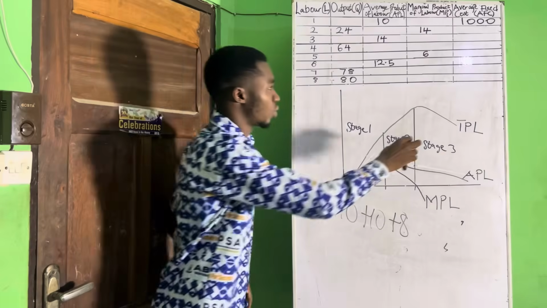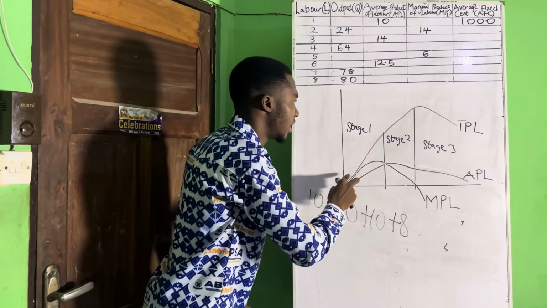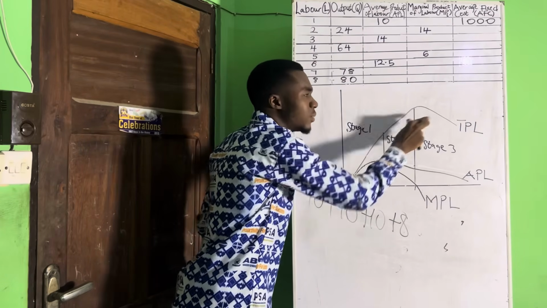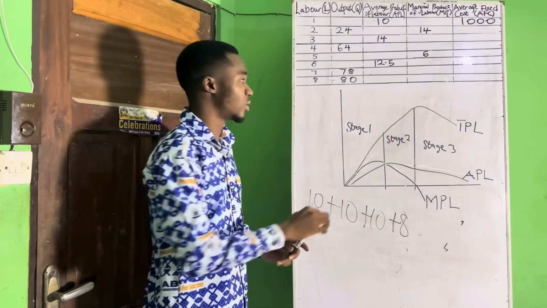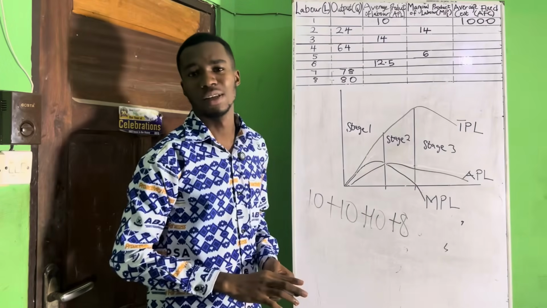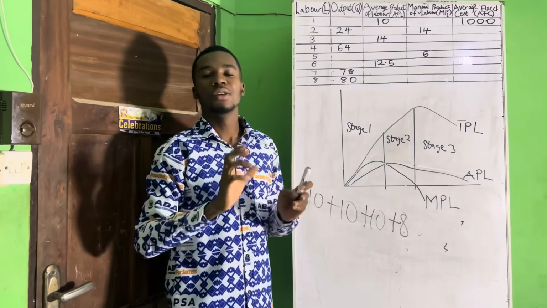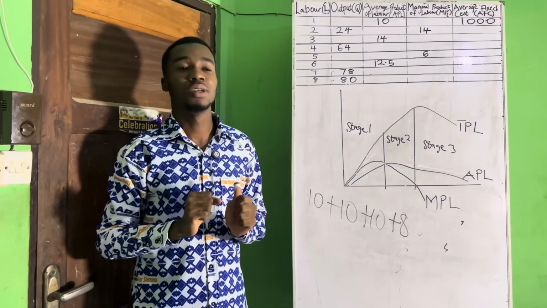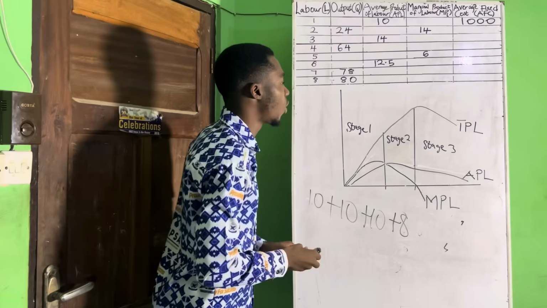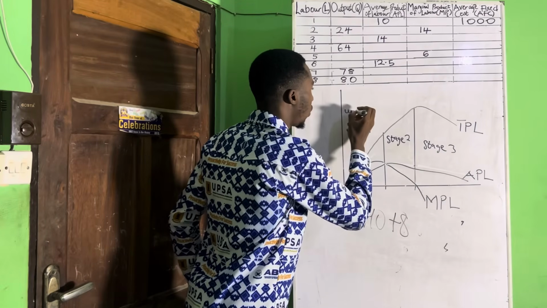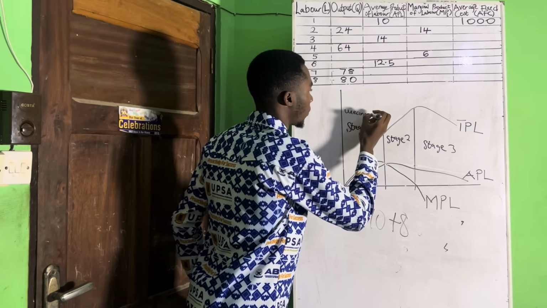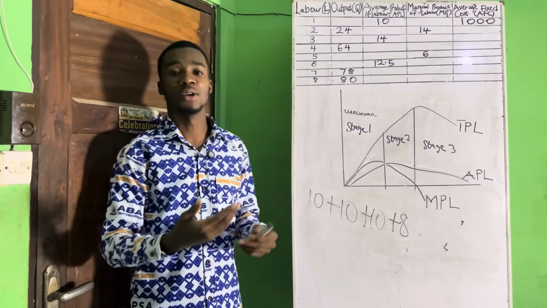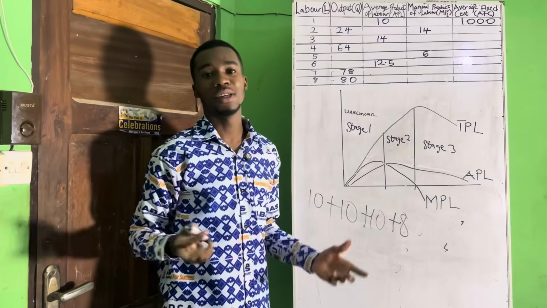Do you get it? So this is total product of labor. And you realize that in stage 1, it is rising. It gets to this point. But this is not the highest point for the total product of labor. In production, you are looking at how you can make the maximum output or the most revenue. You get it? So we say stage 1 is uneconomic. So you don't have to produce in stage 1. So they'll ask you, is it uneconomic or is it economic? It is uneconomic. So why do you say it's uneconomic?